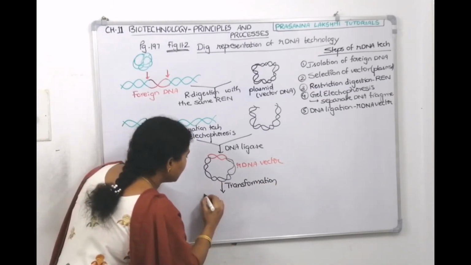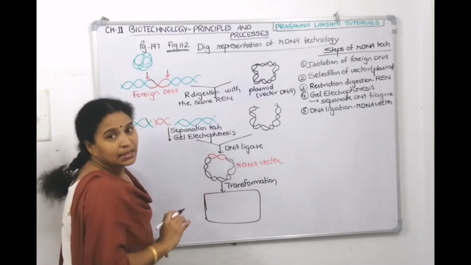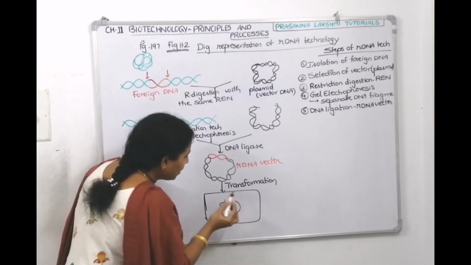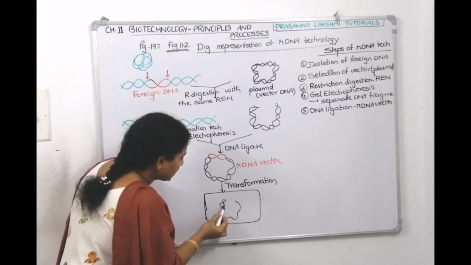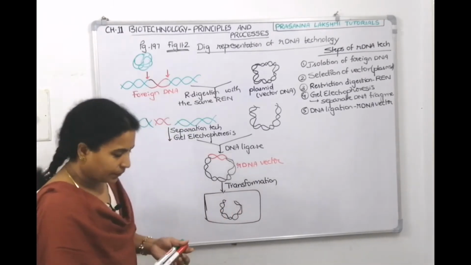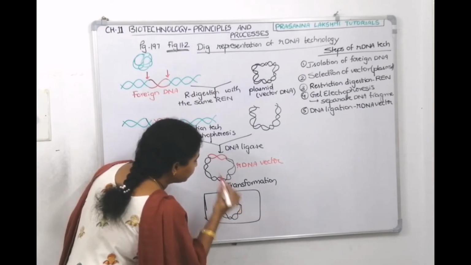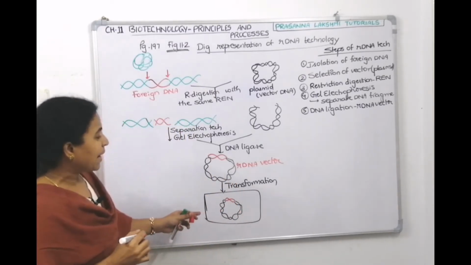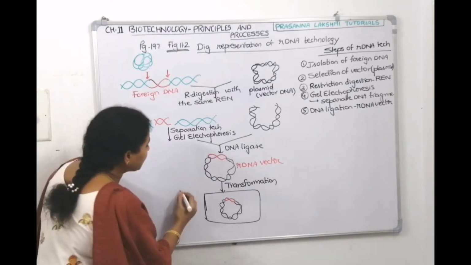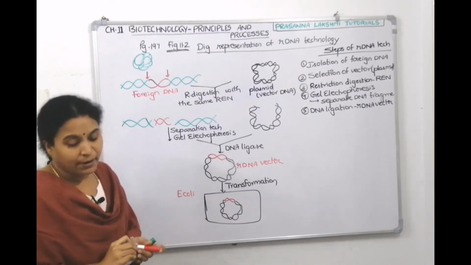When we do transformation, the bacterial cell will take the DNA. So in NCERT, they showed us like this. It has taken the DNA. This is a bacterial cell which has received the DNA by transformation. And suppose it is an E. coli cell. Now E. coli multiplies every 20 minutes.